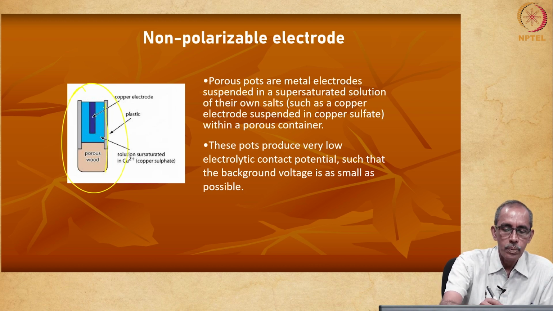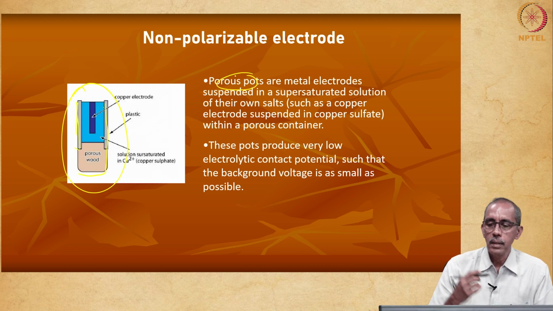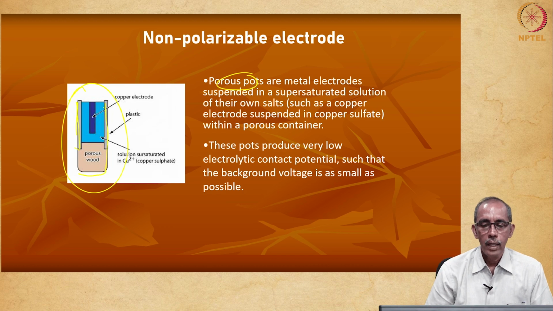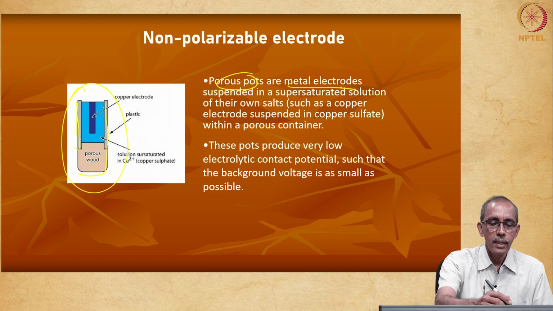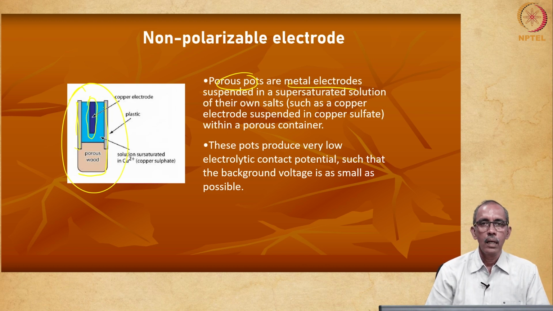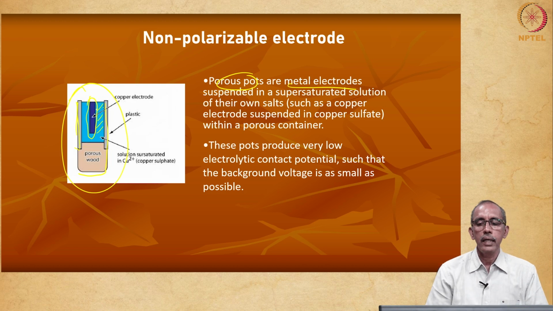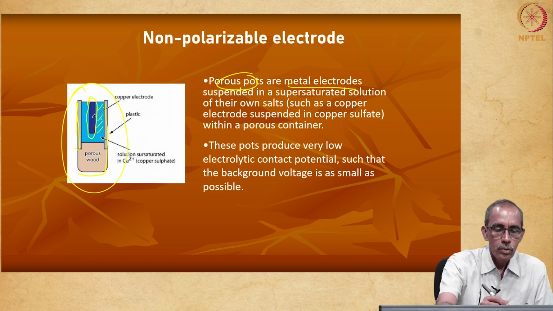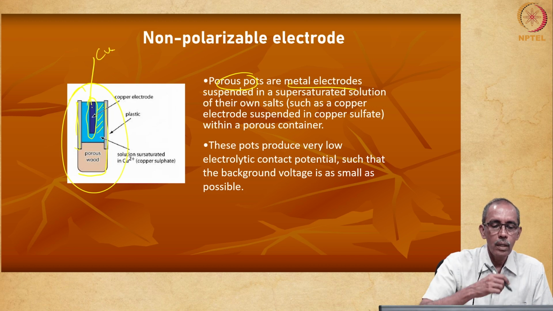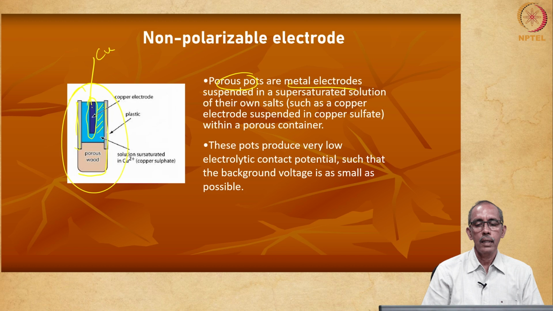So, this is a porous part. Porous parts will have a metal electrode at the center. So, this is the metal electrode at the center, whereas the liquid or the electrolyte here is a supersaturated solution of the same metal. Suppose we use a copper electrode, here we will use copper sulfate as the electrolyte in the porous container.